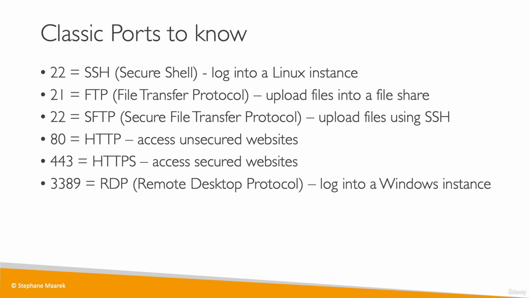Finally, the last port you need to remember is 3389 for RDP, or the Remote Desktop Protocol, which is the port that's used to log into a Windows instance. Okay, so 22 is SSH for a Linux instance, but 3389 is RDP for a Windows instance.